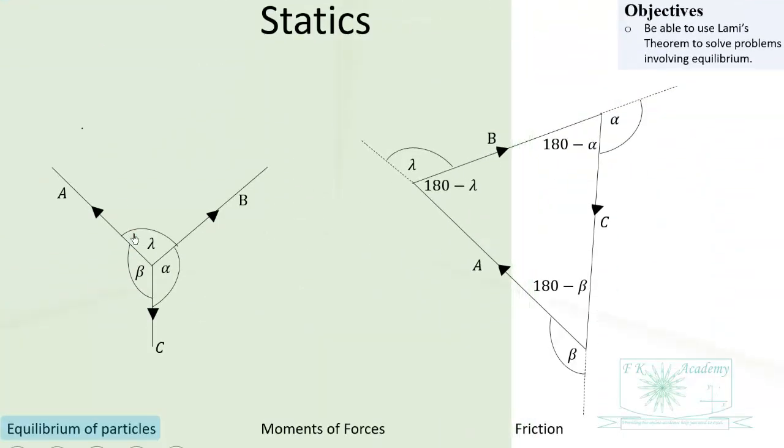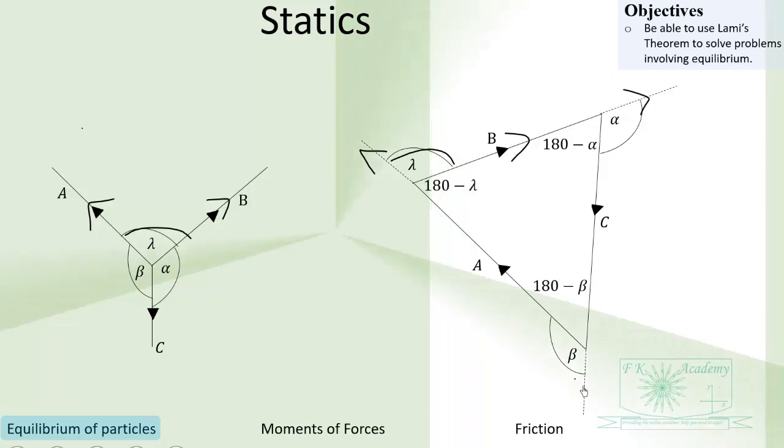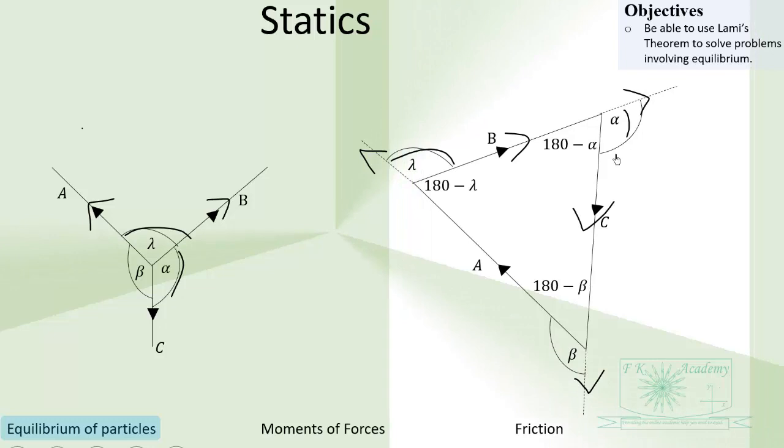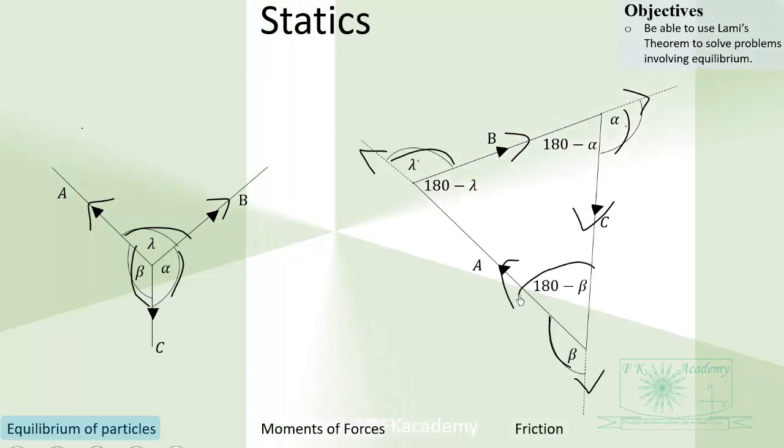Then let's also show the angles between the forces. So between A and B we have lambda. Between B and C we have alpha. Then between C and A we have beta. These are exterior angles that we can convert to interior angles like this.